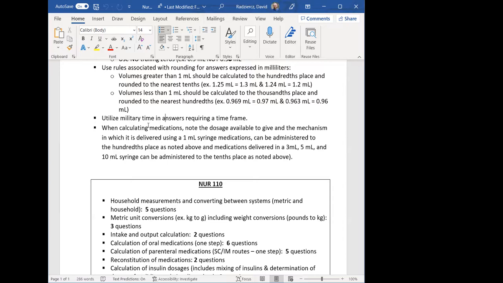So sometimes you'll see a question that says you start an IV at 1200 hours, and it's a 500 milliliter IV. It's going to infuse at 100 milliliters per hour. What time will it finish, in military time? And then you would do some calculations and say, oh, okay, it'll end at 1700 hours. We'll go through examples of that as needed, but that shouldn't be a problem for most of you.